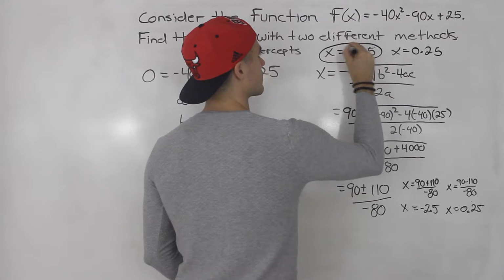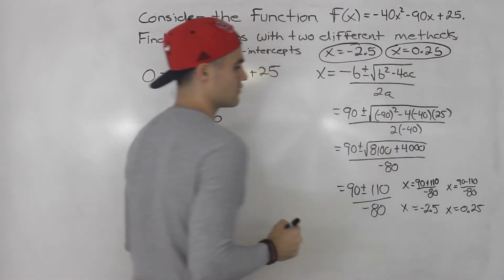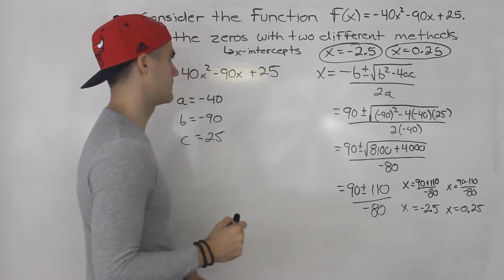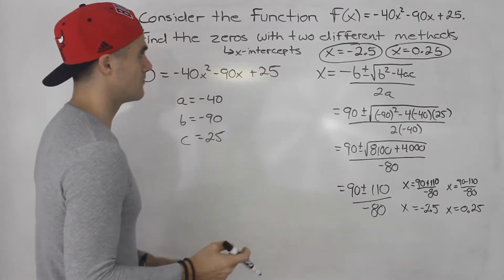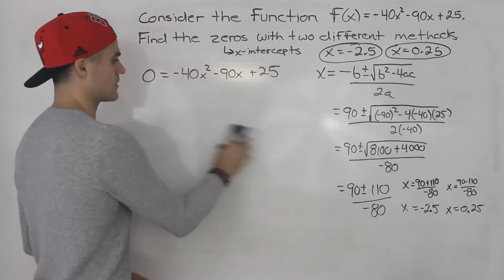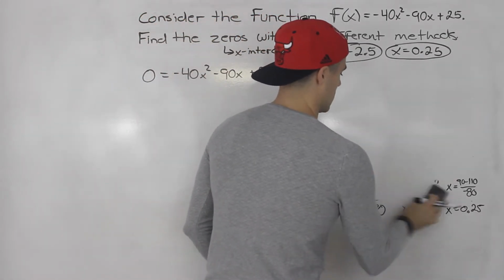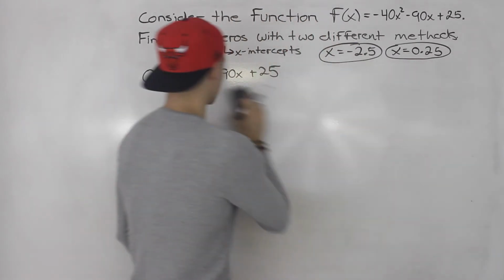Right, so the first method was with the quadratic formula. This is how you do it. So that's one method. What's another way we can find these x-intercepts or solve this quadratic equation here?